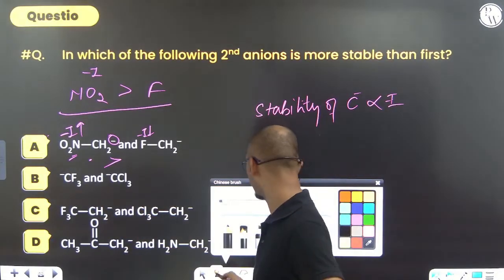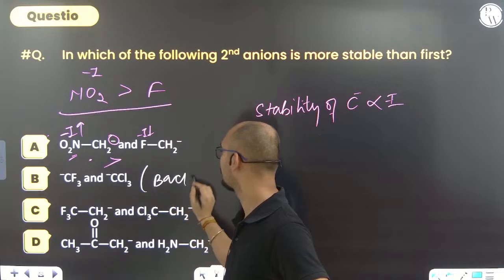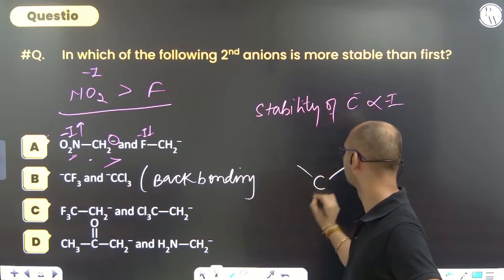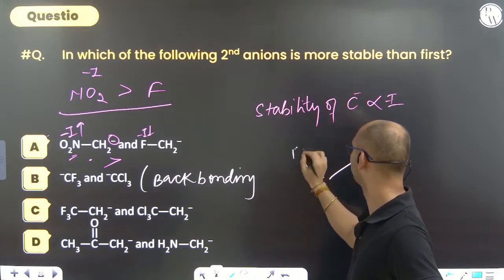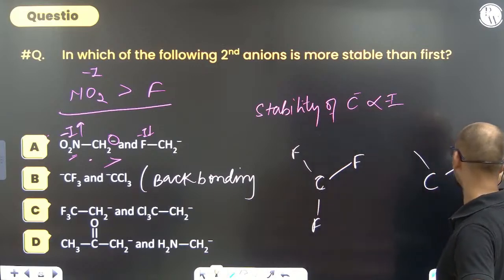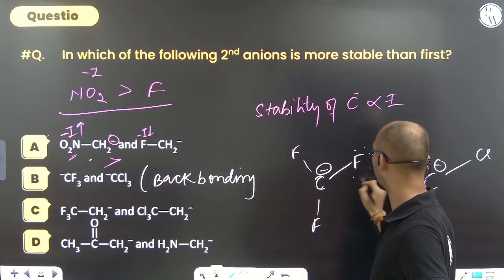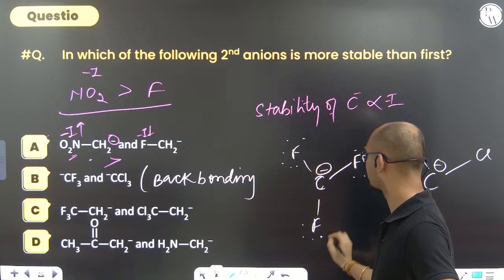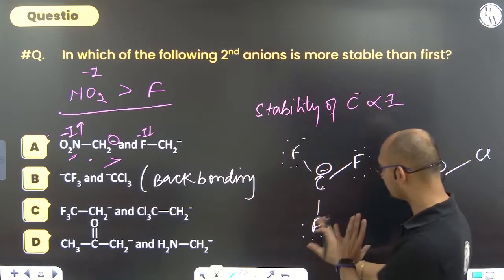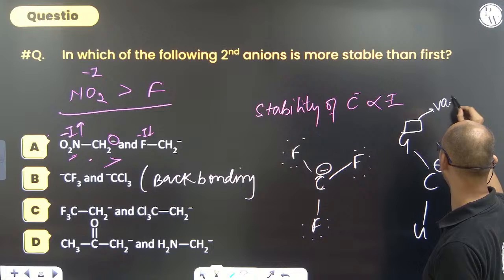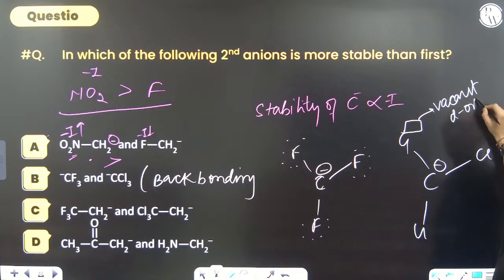Always remember this is the case of back bonding. What happens in CF3 and what about CCl3, if it is negatively charged? Fluorine has its octet complete. It has nothing to take from it. But what about chlorine? Chlorine has a vacant d orbital, and due to the presence of the vacant d orbital, it keeps on donating its negative charge to the vacant d orbitals of these chlorines. So therefore, what happens?